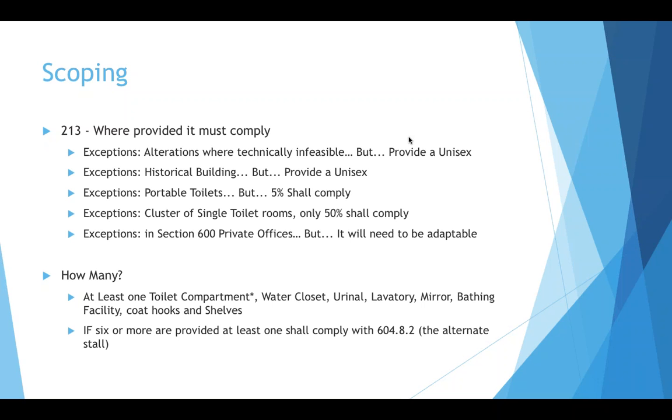Alterations where technically infeasible. So if you have an existing building that was built in the 60s or 70s or even the 80s, there was some early ANSI stuff going on in the 80s where they had what looks like the alternative accessible stall, but you're right up against either the outside wall of the building or an exit corridor or something, and it's just technically infeasible with the structure. But there's always a but to the exception. You have to, in the building, provide a unisex restroom as opposed to altering the existing ganged restrooms or any of the other restrooms. Historical buildings, same thing.